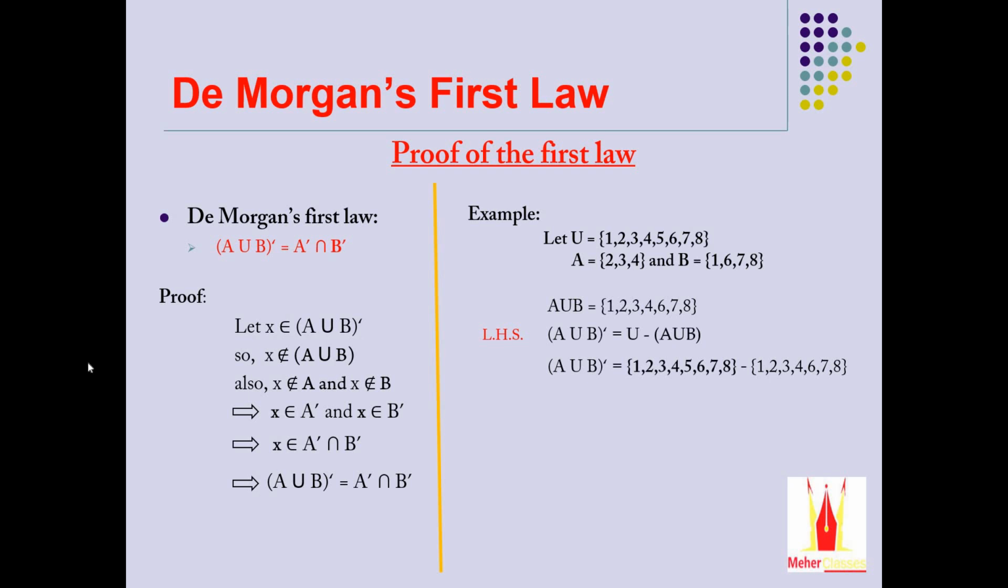So first of all, you need to find out the complement of A union B. And to find this, first of all, find A union B. So let's take the union of these two sets. We get 1, 2, 3, 4, 6, 7, 8.